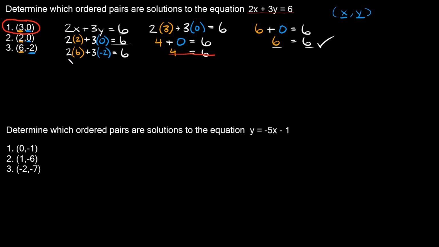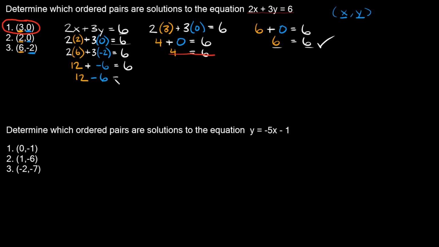And now simplifying this, 2 times 6, that's equal to 12. And then we're going to add that to 3 times -2, which is -6, right? -6. And then setting that equal to 6. Okay, now simplifying this, 12 plus -6, this is the same thing as just 12 minus 6, okay?